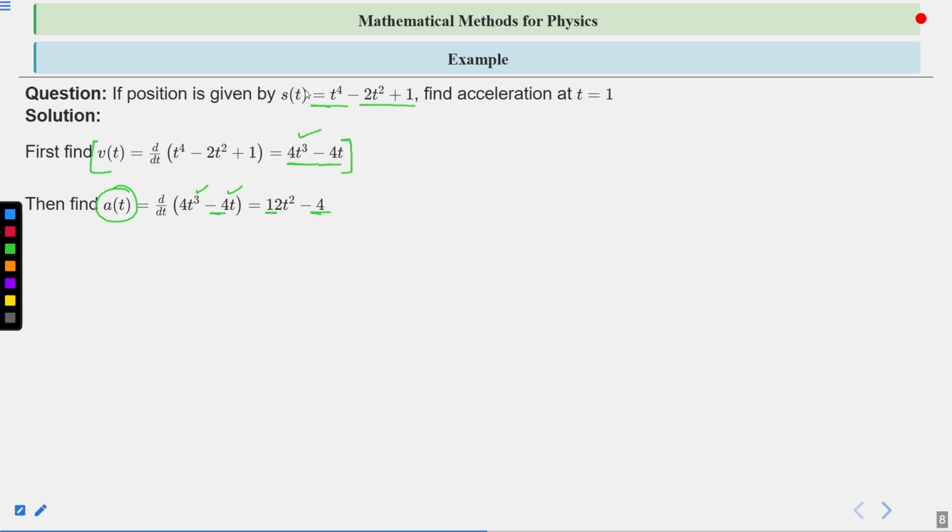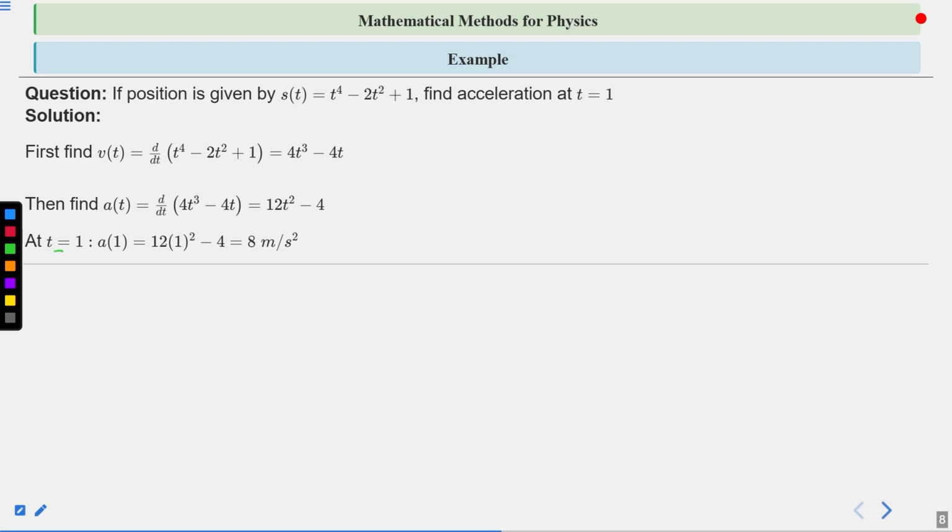I repeat, firstly the position is given. From the position we calculate velocity. From the velocity we calculate acceleration. Now we know the value of acceleration, but here t is given as 1 second. Now substitute the value of t in the equation of the acceleration.